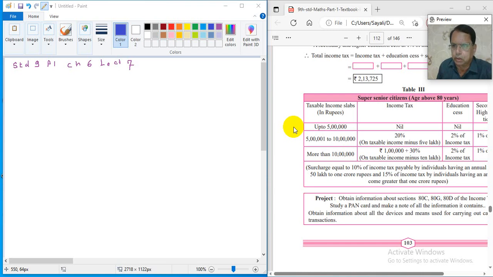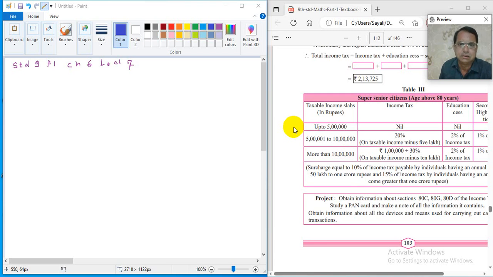Dear students, I am Dr. Rajiv Sapre. This is the 7th lecture of Chapter 6, Mathematics of Standard 9, Part 1. So we are working on the chapter Financial Management.